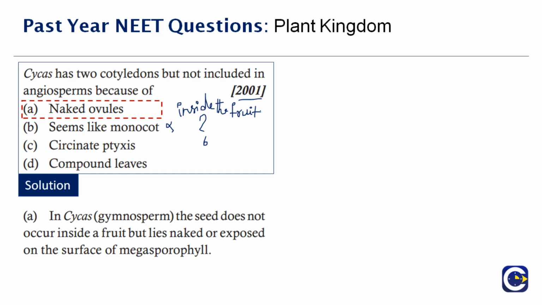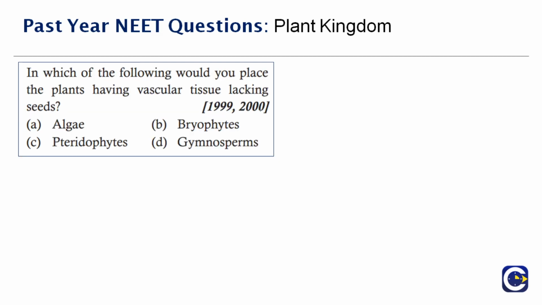Okay, now let's move to the next question. This question was asked in 1999, again repeated in 2000. So if you go closely through these questions, you can easily find that many of the questions have been repeated continuously. So it is very good that you go through these questions. There are chances for them to get repeated. Now look at this question.